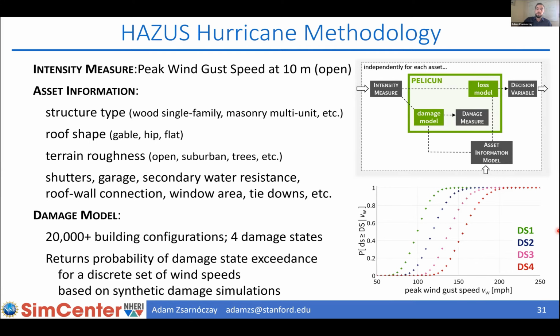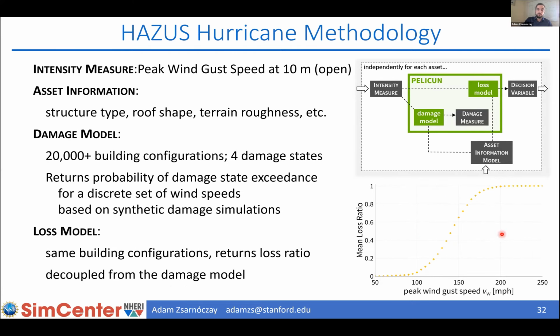And then the losses come from a different model. So the interesting thing about HAZUS, if you look at this figure at the top, is that we go to the damage model, we get the damage measure, and then we stop there. And then when we want to have losses, we go back to the intensity measure, go through a loss model, and then get losses. But the damages and the losses are not coupled. So the loss model will give you a particular mean loss ratio, again in 5 miles per hour increments, based on the same computational simulation that they did about a decade ago. But those losses are not linked to the damage model.